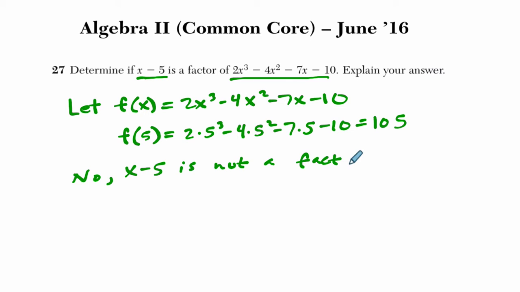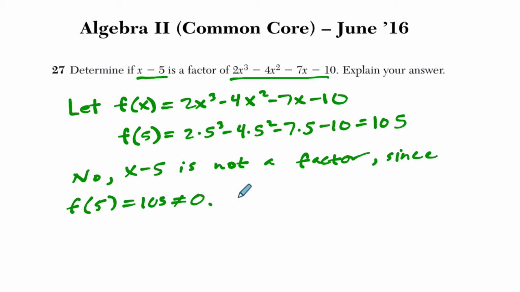And it's a little unclear what they would accept here in terms of an explanation, but I think I've seen examples where you could say x minus 5 is not a factor, since f of 5 equals 105, and that does not equal 0. That might be a really minimalist way of doing it, and I think that might suffice, but you could also go further and explain what's going on here.